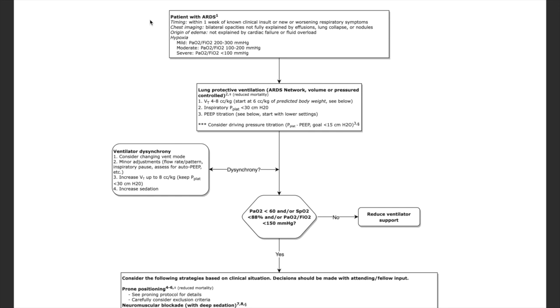We also have to try to rule out the origin of edema and ensure that it's not explained by cardiac failure or by fluid overload. And new to the Berlin 2012 criteria are these specific P to F ratios, or levels of hypoxia, with mild being a P to F ratio of 200 to 300, moderate 100 to 200, and severe less than 100 millimeters of mercury.